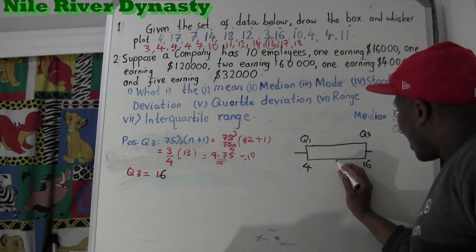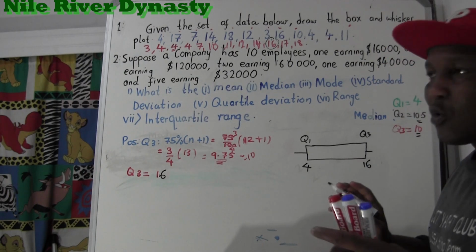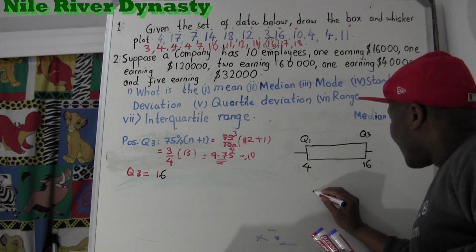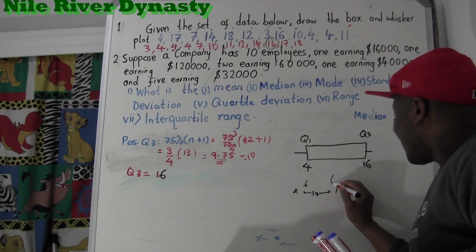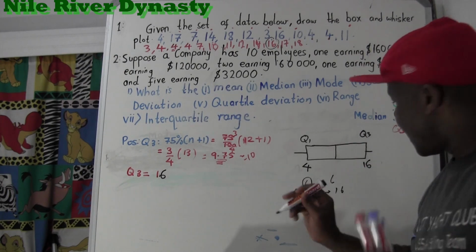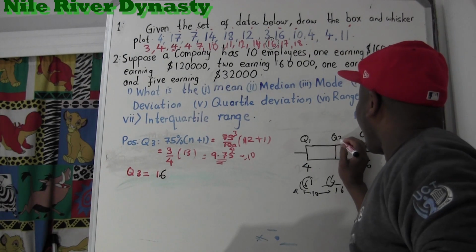Now, from 10 to 4 and from 10 to 16, we want to see how the distribution is. This is 6 and this is 6. Oh, so it must be at the middle, because the length is 6 and the length is 6. So it's like center. So quartile 2.